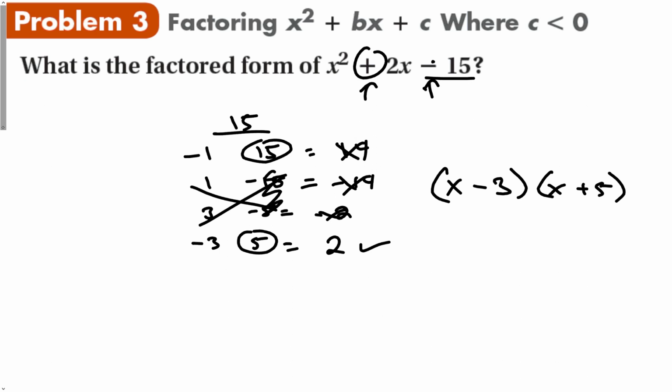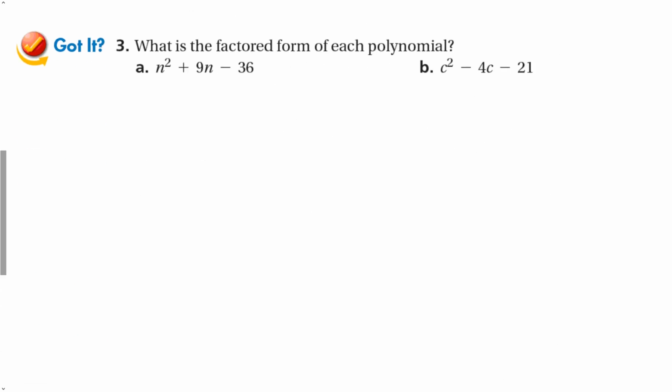Let's try another problem. Okay, so factors of 36. Both signs are different. The bigger factor is positive. So the factors of 36 are 1 and 36. One of them has to be negative, and I'm always going to make the smaller one negative in this case. When I put those together, I get 35. No good. Okay.